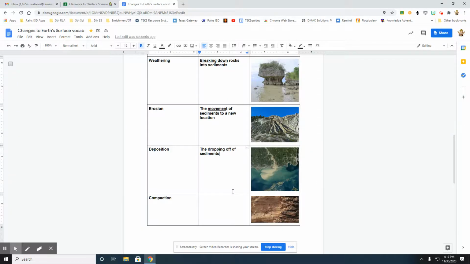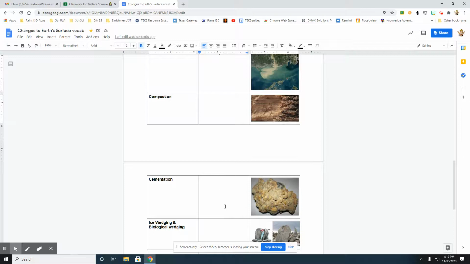Okay, now we will talk a lot more about compaction and cementation kind of as we move through this unit. But compaction is going to be the pressing down of layers of sediments on layers below. And when you have compaction, just think of a trash compactor, right? Trash compactors squeeze all that trash together to make room for more. So the picture I put here, see all these layers, and it's like these layers on top have pressed down on these, and it forms really tough, hard layers.